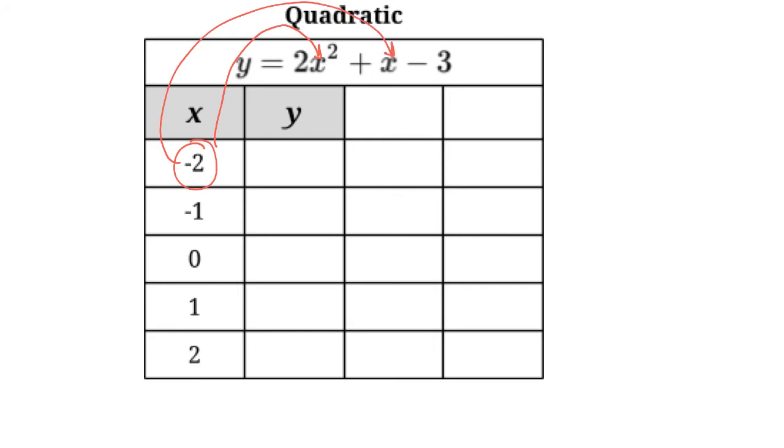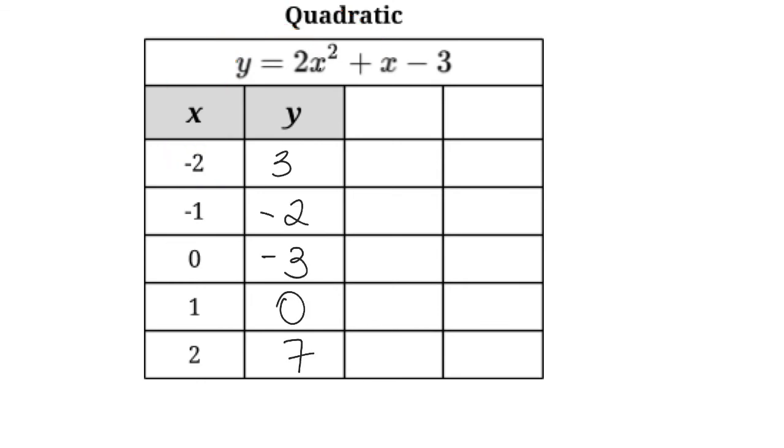So pause the video, take a few seconds to fill in your y column, and then come back to the video to see the next step. So if we fill in the y column with our values, we get values of 3, -2, -3, 0, and 7. We can now proceed to calculate first differences.